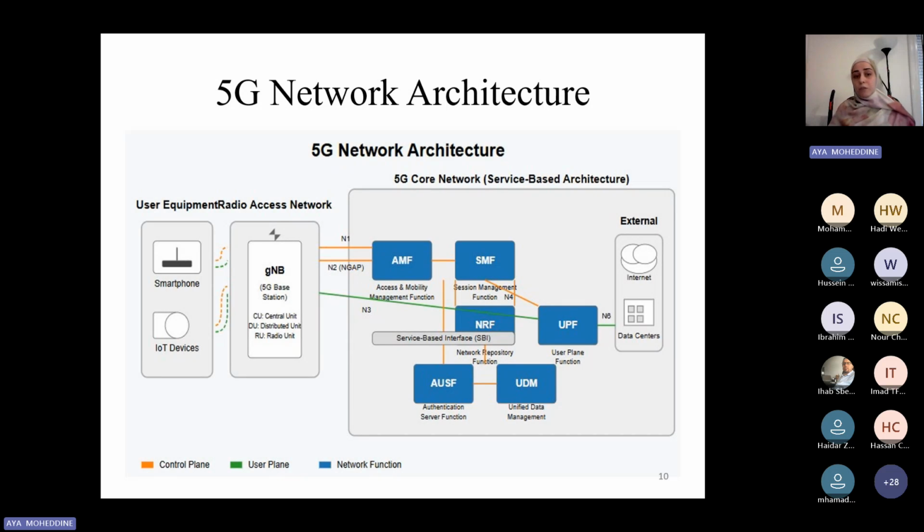And finally, we have the 5G core network, which is considered the brain of the 5G network, and is formed, as you can see, of these blue blocks, different services and functionalities of the 5G network, which are softwareized and virtualized. These functions handle and manage the connections, the security, and the data routing within the 5G network.